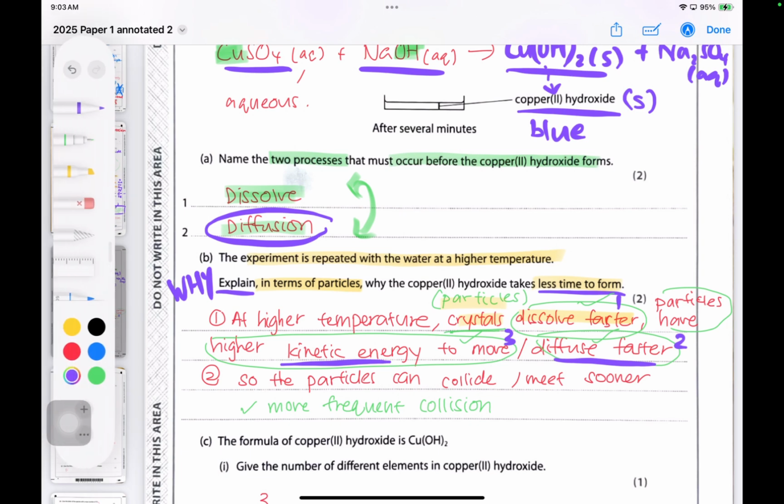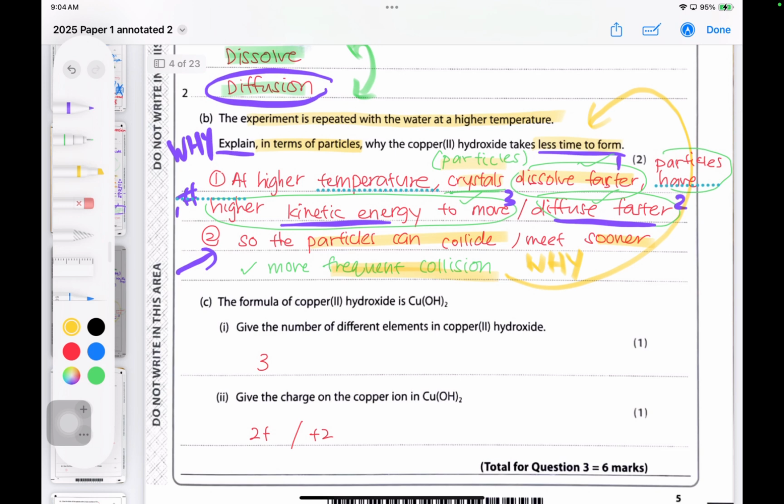And to get the second mark, because this is a 2-mark question, the first mark is over here. The second mark is that you need to mention that when the particles dissolve faster or move faster or diffuse faster, the particles can collide more frequently or they can collide sooner. That is the reason why it takes less time to form. So this is essentially the why. Take note of how the phrasing of the answers is. If you have any question, feel free to drop me a DM.